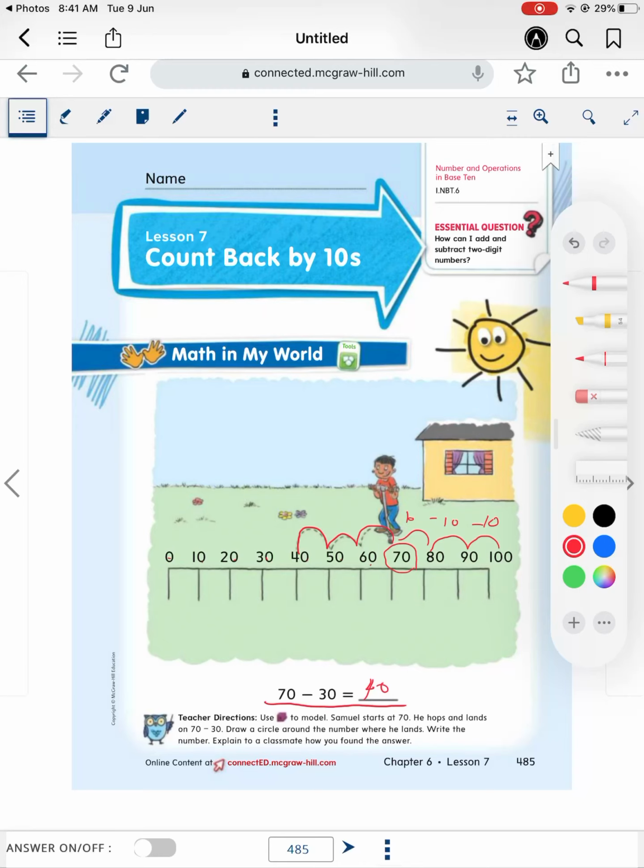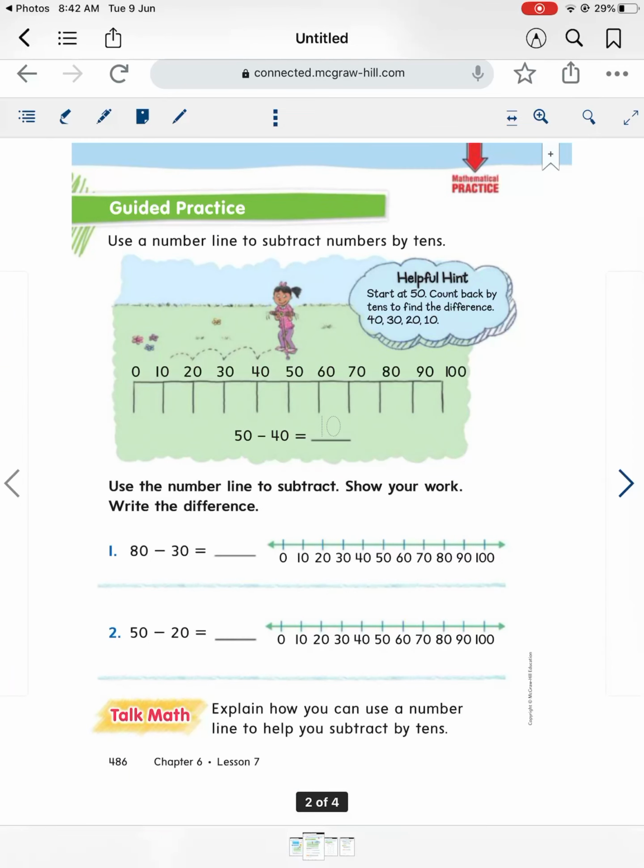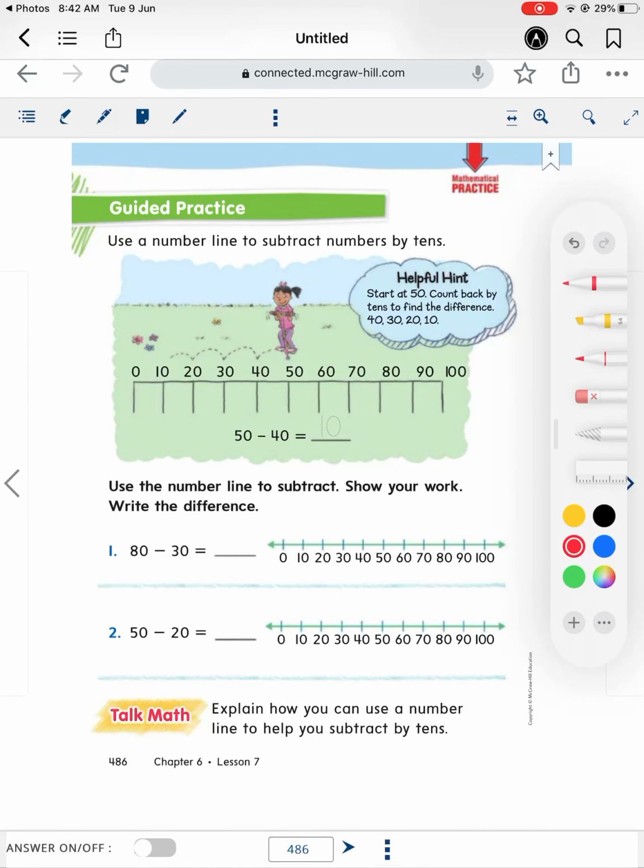0, 10, 20, 30, 40, 50, 60, 70, 80, 90, and 100. If we go back, 100, 90, 80, 70, 60, 50, 40, 30, 20, 10, and 0. Let's flip the page. This page in your book is page 400. So please open it with me.